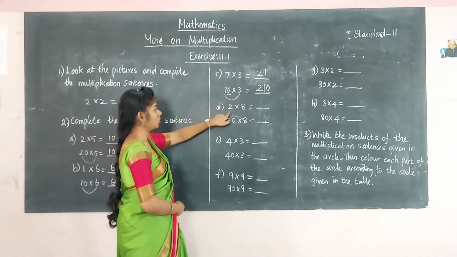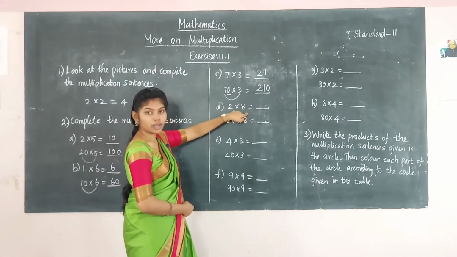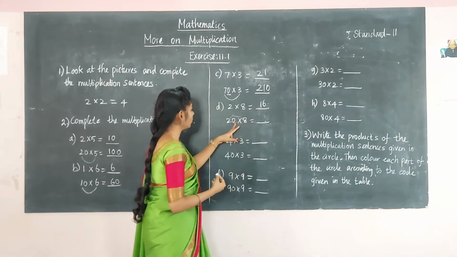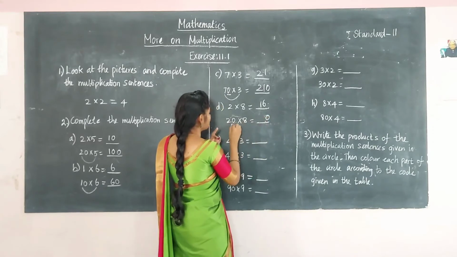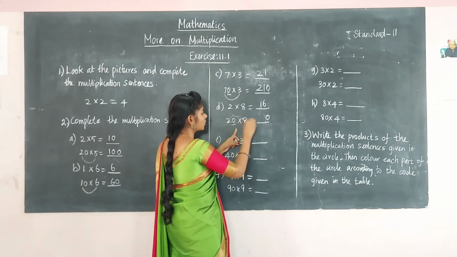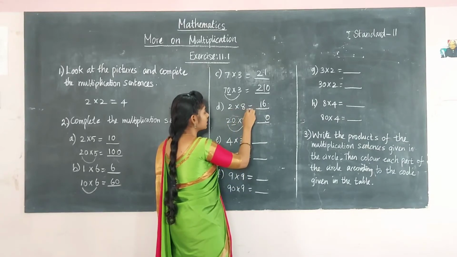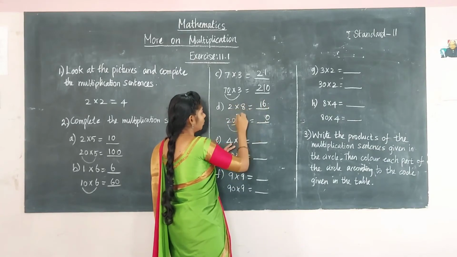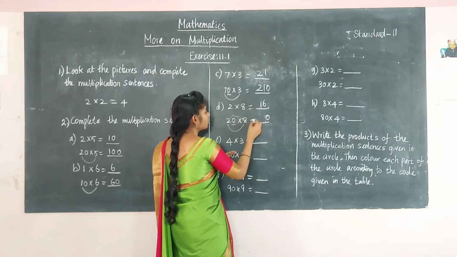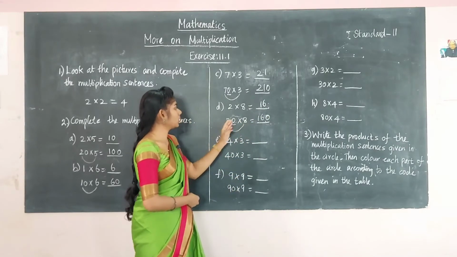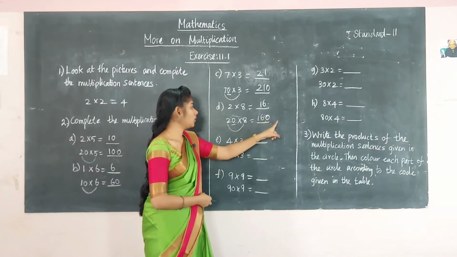And this one, see, 2 8s are. What is 2 8s are? 2 8s are 16. And here you will write 0 in the last place. 20 into 8 is there, no? So in the last place you will write a 0, and next you have already multiplied the number as 16. 2 into 8 is 16. So here 2 into 8 is 16. So the answer for 20 into 8 is 160.